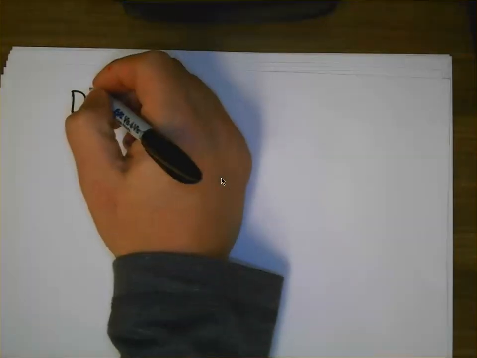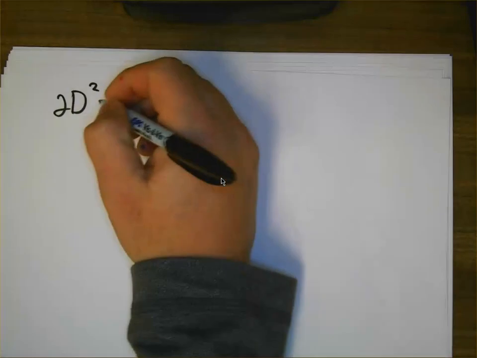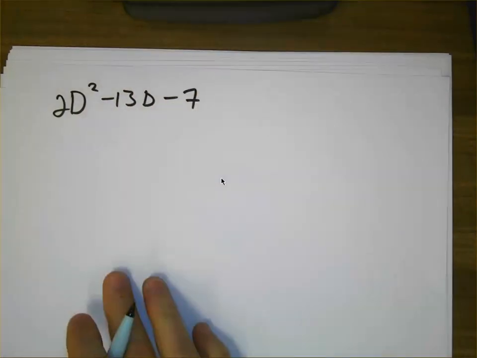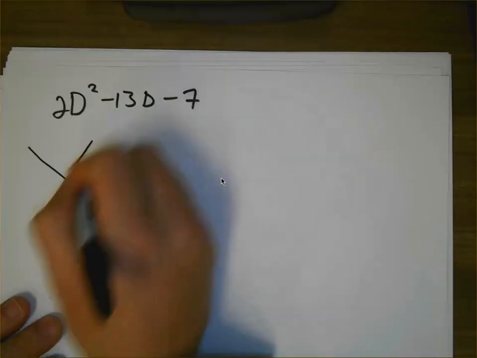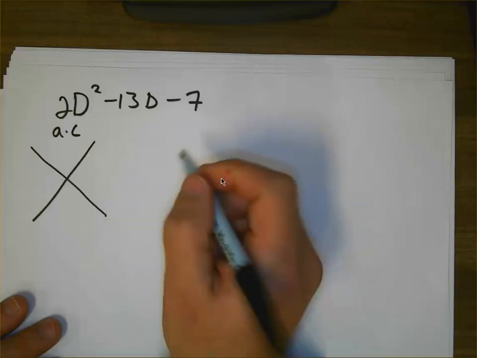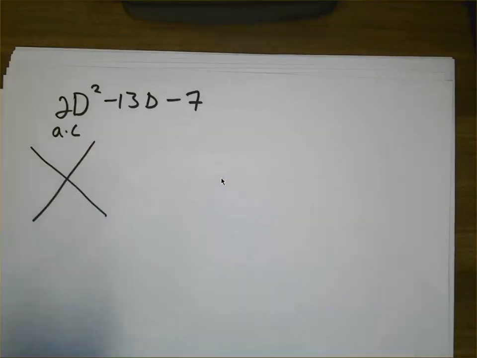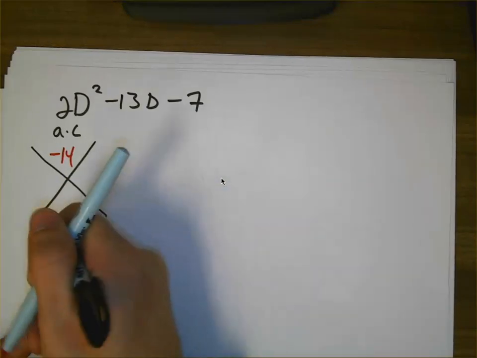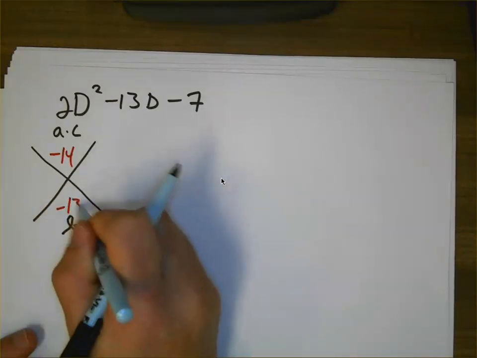I'm going to go ahead and factor one, let's see, how about 2d squared minus 13d minus 7. All right, step 1 says draw the x. So let's draw the x. Multiply a times c. A times c, I believe, is negative 14. Find b. B is negative 13, right?